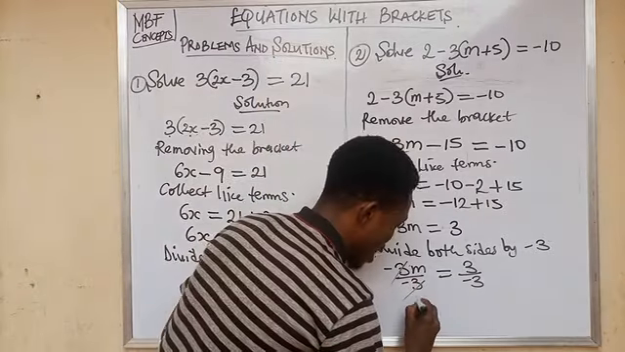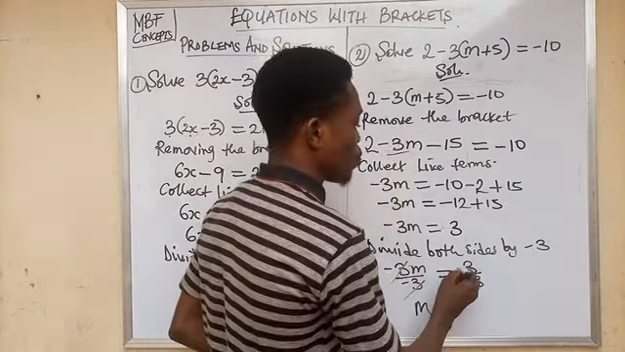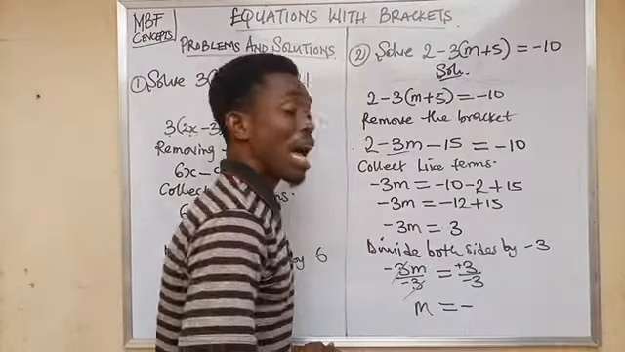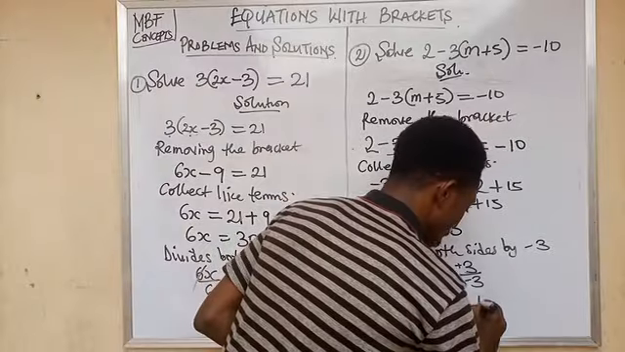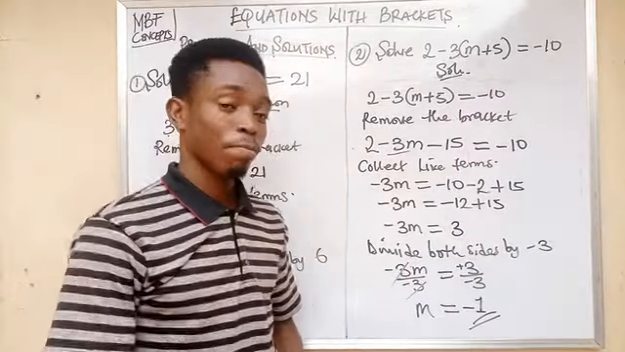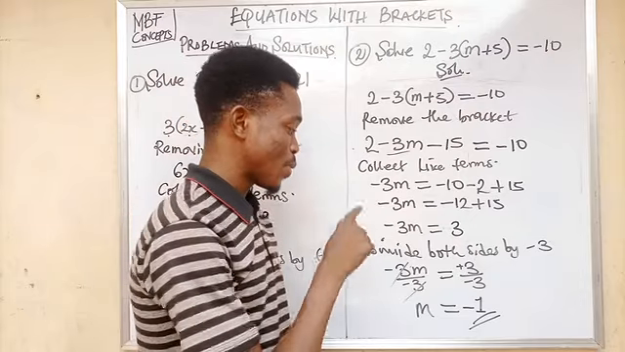Then we are going to have 1m is equal to, now understand that this is plus. So plus divided by minus is minus, and 3 divided by 3 is 1. Therefore, the answer to this very question is -1.